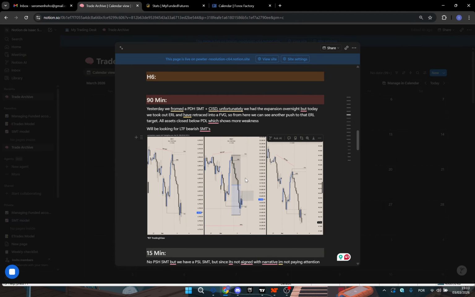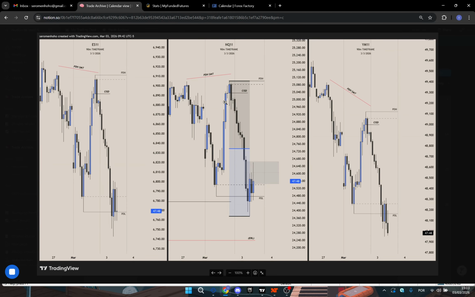And then when we go to our intermediate term time frame, the 90-minute, yesterday we ended up forming a previous day high SMT. That's why in this current day, we didn't have a previous day high SMT. We just had all assets close below previous day low, which is also a good sign to look for more bearish price action. But yesterday we ended up forming that previous day high SMT, and we got that change in state of delivery on all three assets, as you can see with the red line and the change in state of delivery. So yeah, unfortunately the expensive move to the downside happened overnight.